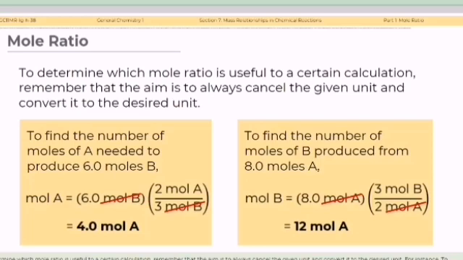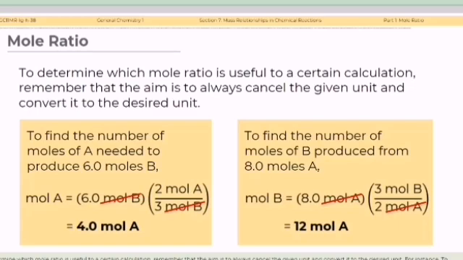To determine which mole ratio is useful to a certain calculation, remember that the aim is always to cancel the given unit and convert it into the desired unit. For instance, to find the number of moles of A needed to produce 6.0 moles of B, moles of A equals 6 moles of B times 2 moles of A over 3 moles of B. This way, moles of B is cancelled and the answer is already converted to A.